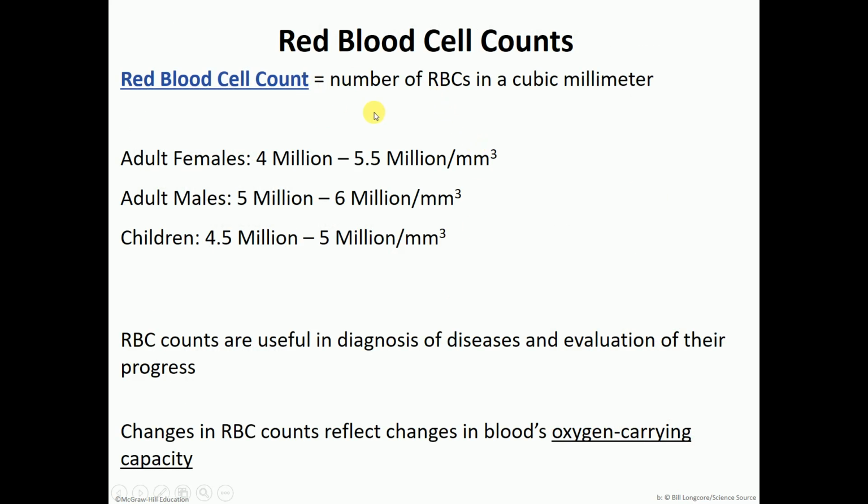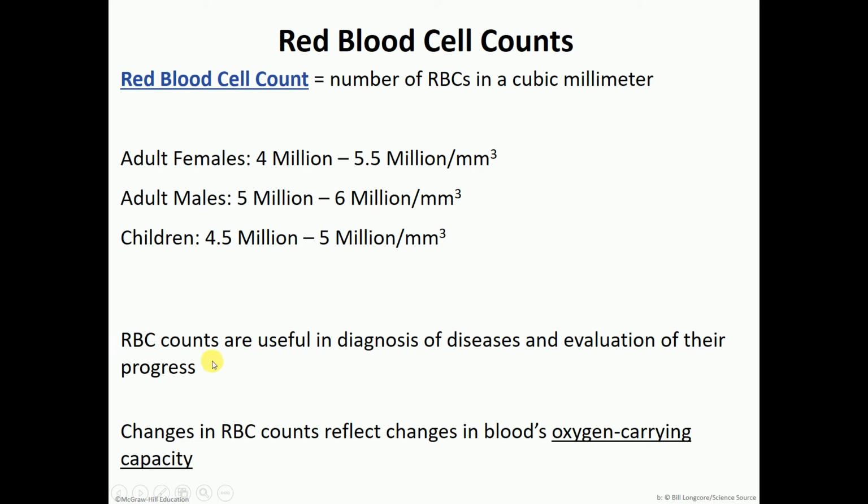For the red blood cell count, which is the number of RBCs in a cubic millimeter, it is around 5 million per cubic millimeter. In an adult female, the range is from 4 million to 5.5 million. Adult males is a little bit higher, so from 5 to 6 million. And in children, it's a little bit less, so 4.5 to 5 million per cubic millimeter. And again, the lower numbers in females would be due to menstruation that occurs every month.